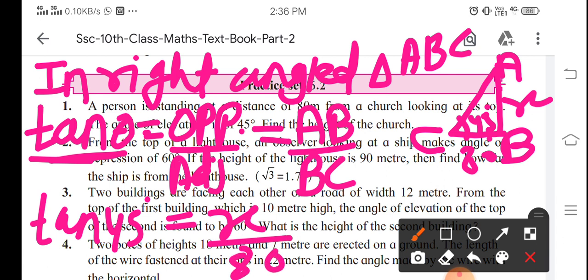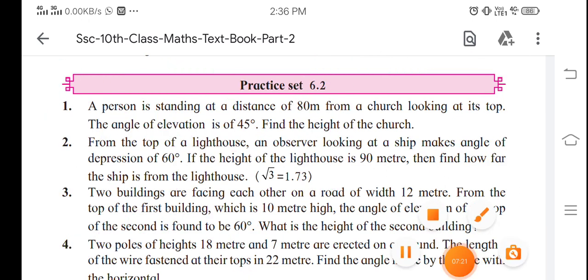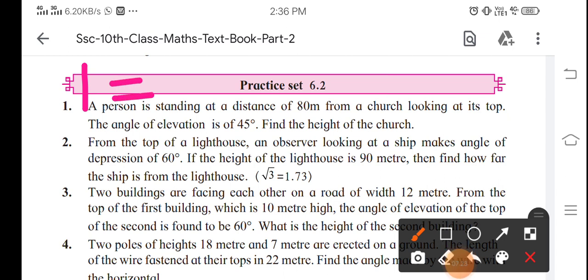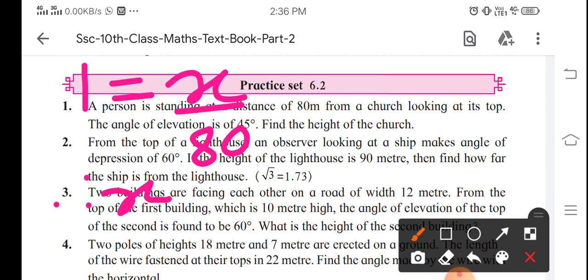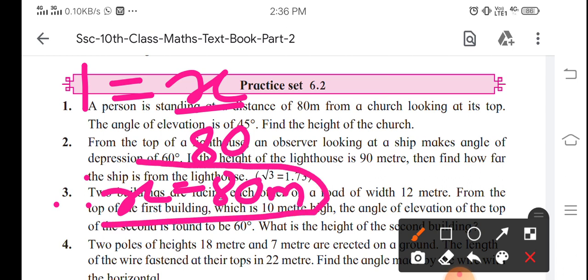Now see tan 45, you know the value of tan 45. Tan 45 is 1. So instead of tan 45, we can just substitute 1 over there. Now in the next slide, I'm going to write 1 is equal to x upon 80. You can do cross multiplication and you will get x is equal to 80 meters. So this is the answer. That means this is the height of the church. That means AB is 80 meter. I think this is clear.